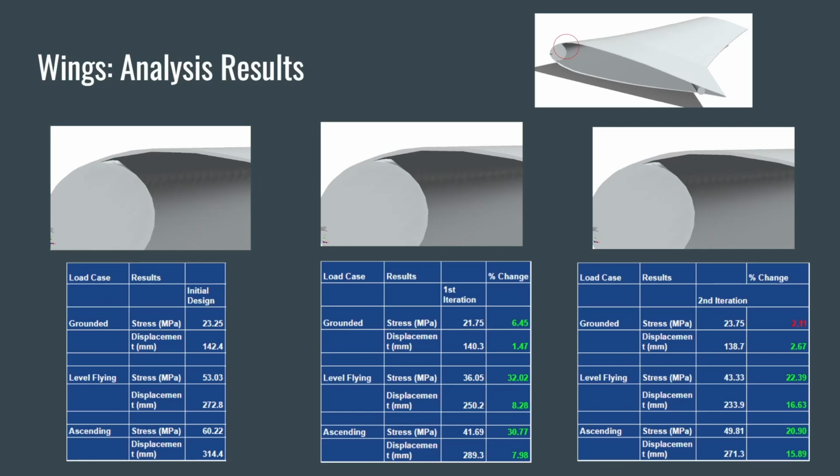These were as a result of our analysis. By increasing the model's shell thickness by 10%, we decreased the stress experienced while flying significantly. However, in the second iteration, by further increasing shell thickness by another 10%, the results did not see further improvement and in fact saw more stress while grounded due to added weight.